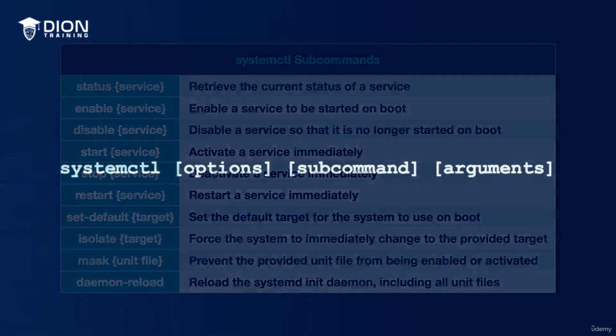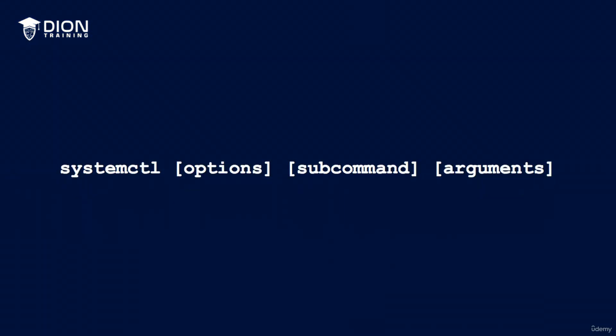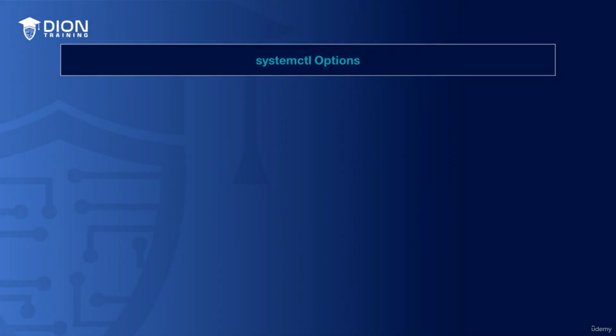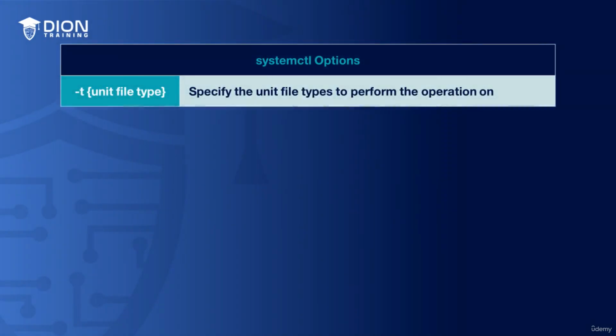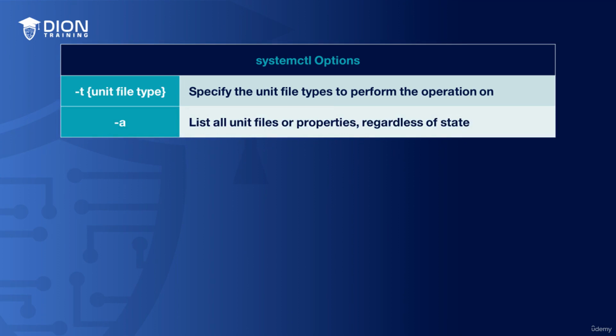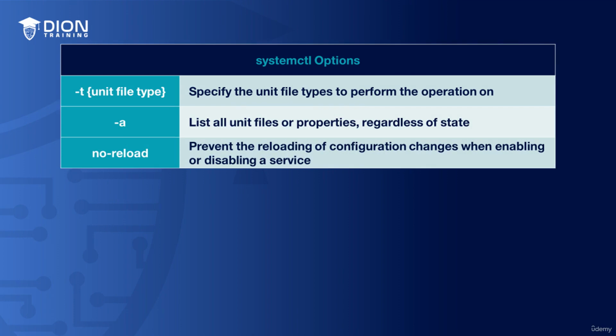To run the system control command, type in systemctl space the options space the subcommand, space, and the arguments. The system control command has many different options you can use, including -t, unit file type, which is an option that's used to specify the unit file type to perform the operation on. The -a option is used to list all the unit files or properties regardless of their state. The --no-reload option is used to prevent the reloading of configuration changes when enabling or disabling a service.